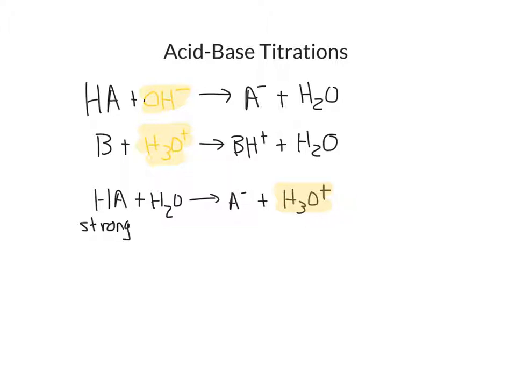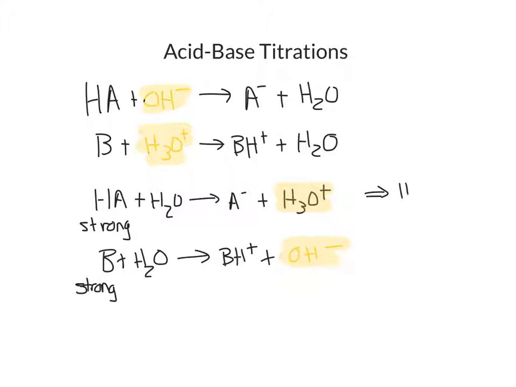Likewise, if we have a strong base in water, we know that it completely hydrolyzes the water to form the cation plus OH minus. And so if this is a strong base, the thing that we have in the water that is acting like a base is this OH minus. Thus, when we have an aqueous solution of a strong acid, we will represent that as H3O plus. And when we have an aqueous solution of a strong base, we will represent that as OH minus.